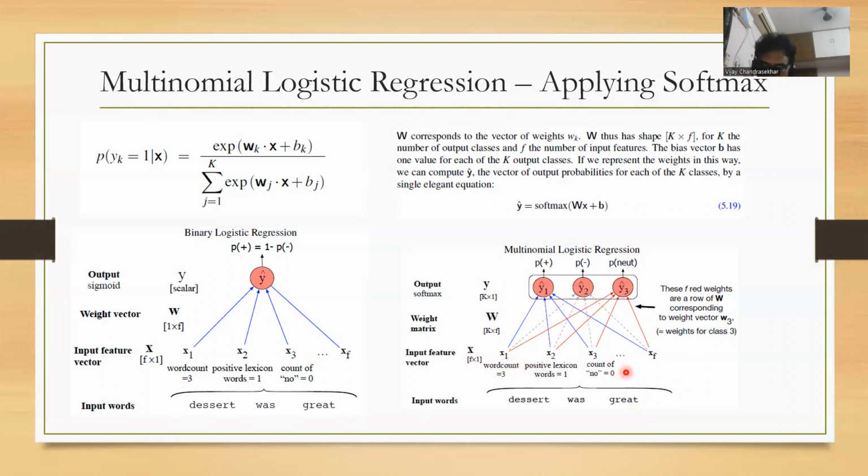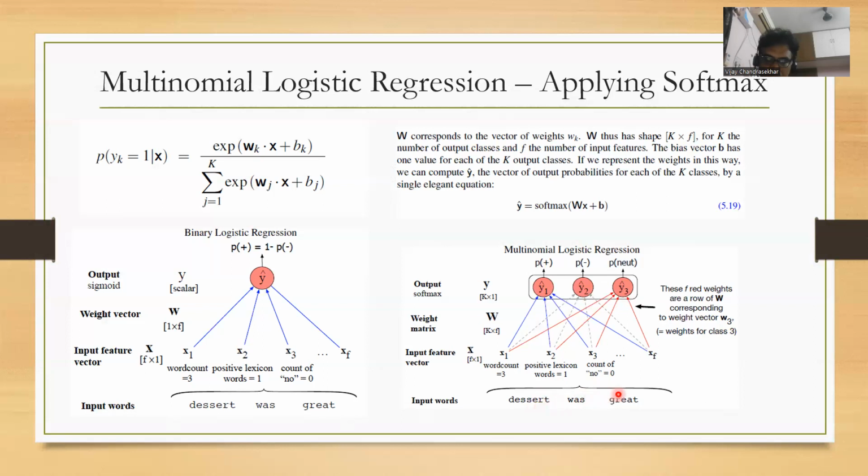So there are a bunch of features. In this case, there are only, say, 3 features: word count, positive lexicon words, and count of no. Word count means the number of words, which is 3. And then positive lexicon words are those that carry a positive sentiment.